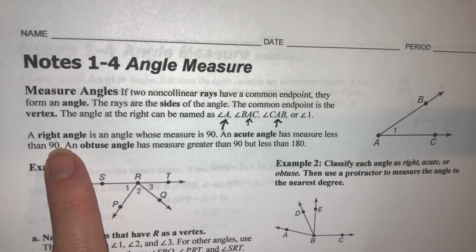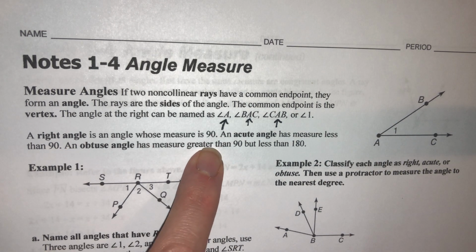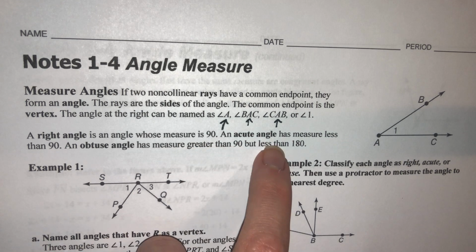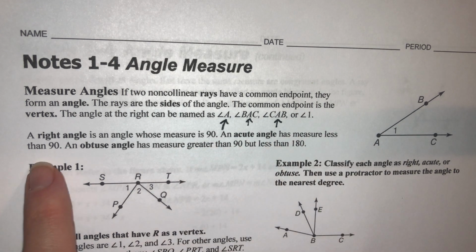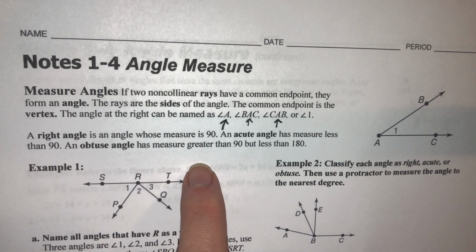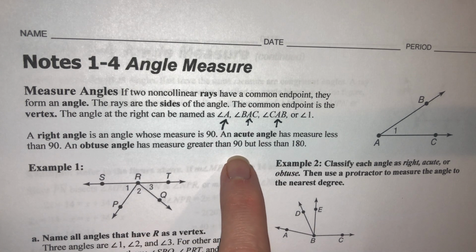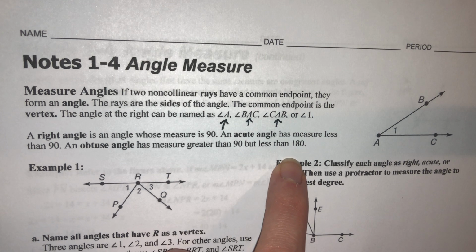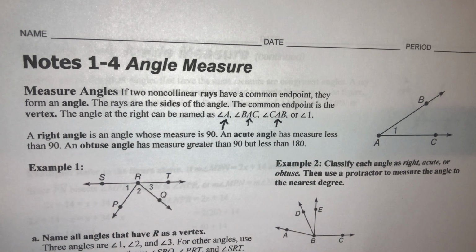A right angle is an angle whose measure is 90 degrees. An acute angle has a measure less than 90 degrees. An obtuse angle has a measure greater than 90 but less than 180. So something between 90 and 180 to be an obtuse angle.